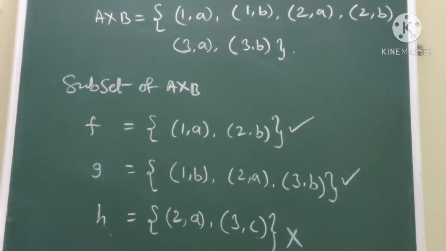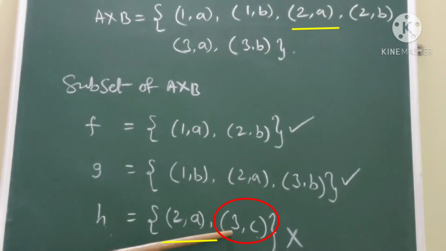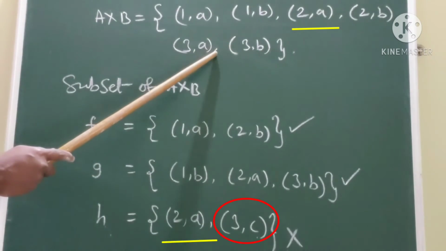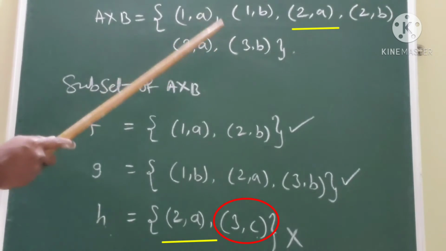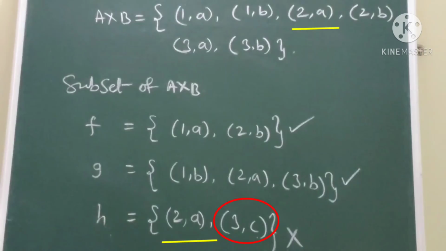And take another example, relation H is equal to (2, a), (3, c). Now let us see whether these ordered pairs lie in A cross B or not. Here (2, a) is contained in A cross B. (3, c) is not there, so it is not contained in A cross B. So this is not a relation from A to B. So these are the examples of relations.